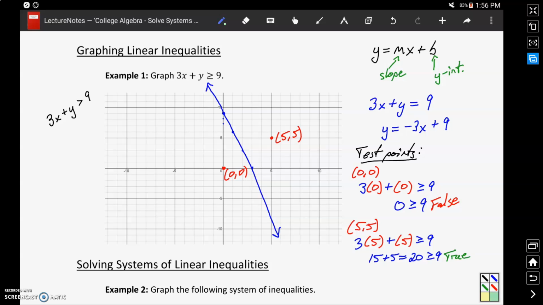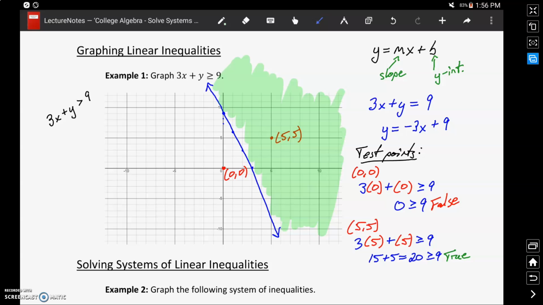So that means that any points on the same side as (5, 5) for this line will be solutions to the original inequality statement. To represent those infinite solutions, we just shade everything on that side of this line. Again, the shaded region and our solid line represent all of the solutions, all of the different xy pairs that would make this original inequality statement true, and any xy pair on the other side of that line represents xy pairs that would make this inequality statement false.